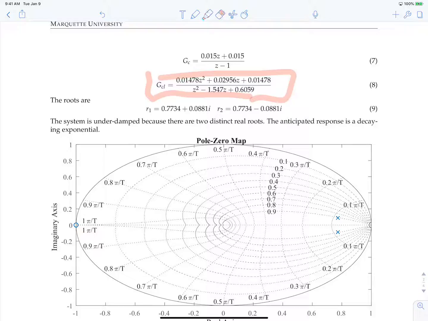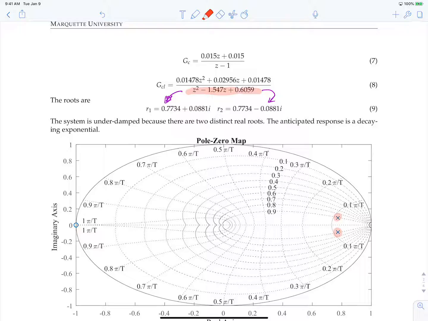Now we're just going to look at the roots. What are the characteristic roots of this? They're going to be R1 and R2. Where do they land when we look at them? 0.77 plus and minus 0.081, so they're going to be here and here. That's not bad with a Ki of 0.06. The damping ratio looks to be around 0.9.